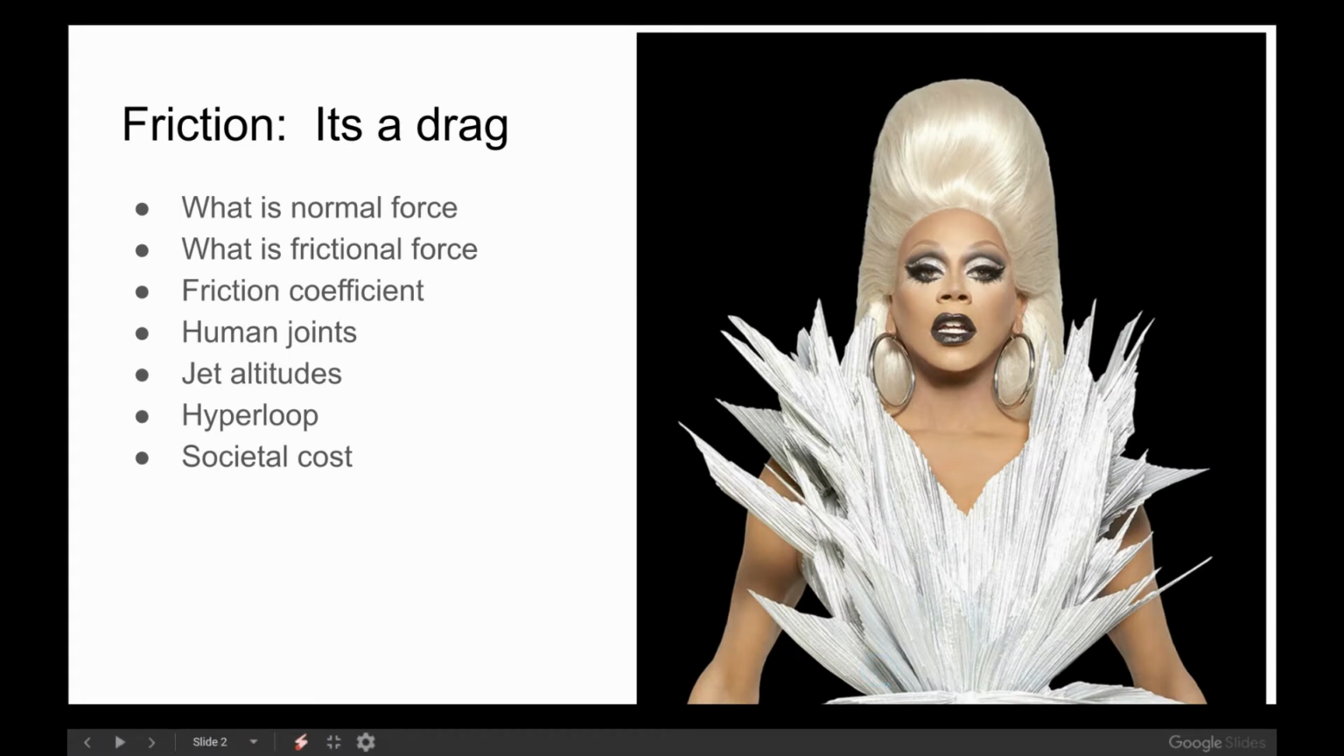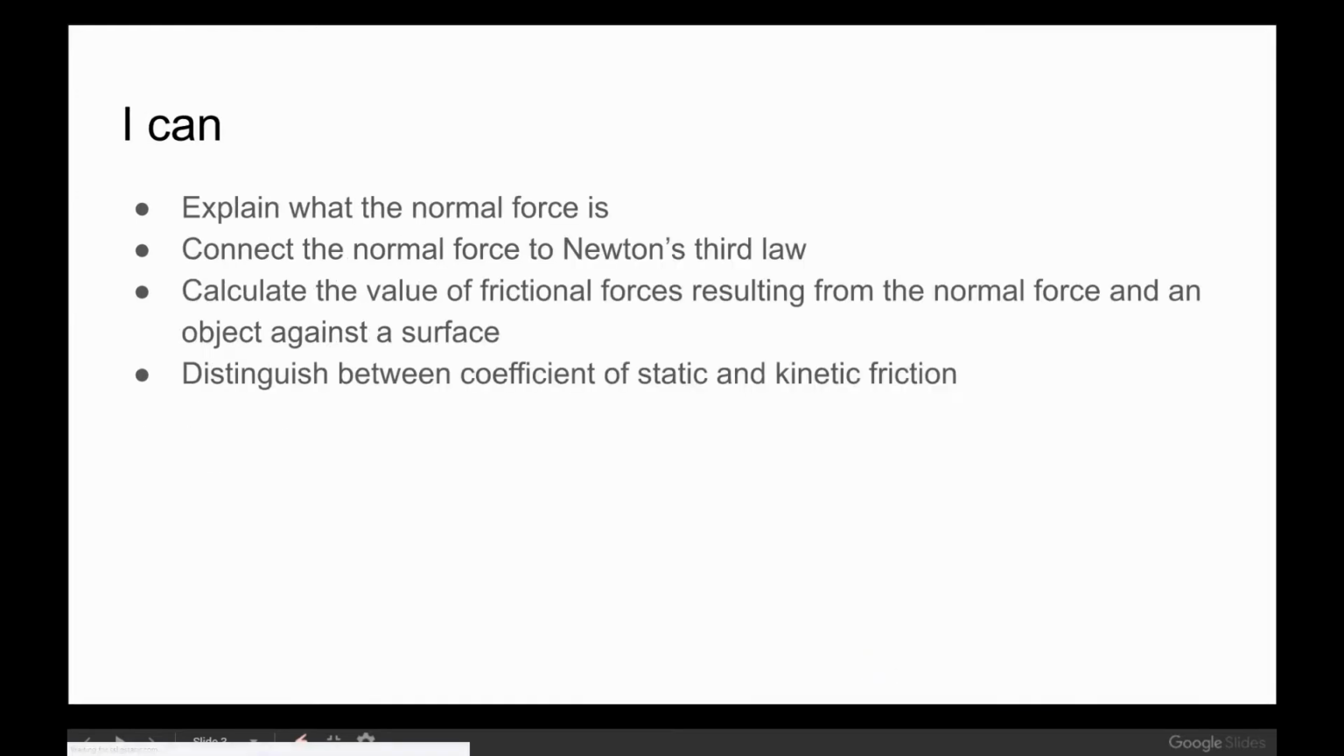Friction, it's a drag. We're going to look at the last few things here. What is the normal force? What is a frictional force? A friction coefficient, and we'll look at human joints, jet altitudes, hyperloop, and the societal cost of friction.